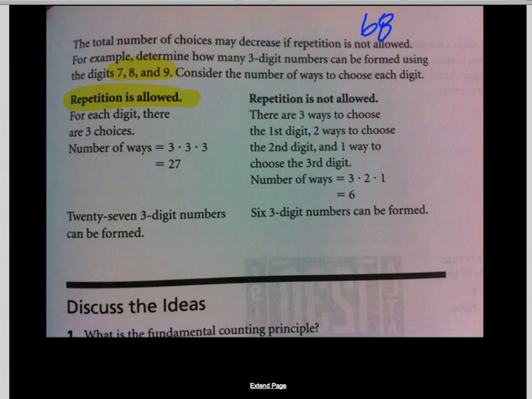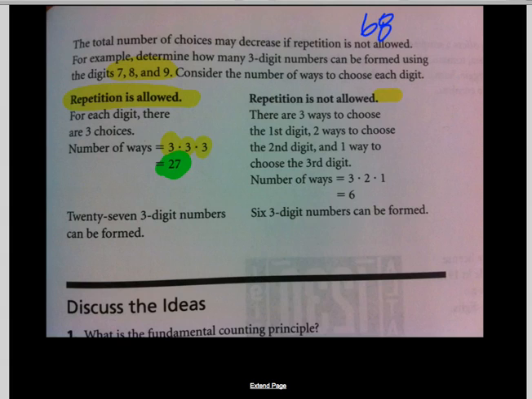Well, if I'm allowed to repeat them, meaning that I could have a 7, 7, 7, or 8, 8, 7, where the digits can repeat, I have to look at each specific spot in that cryptex. In the first slot, I could have any one of those 3 numbers. And because repeats are allowed, I could have any of the 3 in the next one, and in the last spot, I could have any of those digits, 7, 8, or 9. When I multiply up those combinations, I'd have 3 times 3 times 3, which would give me a total of 27.